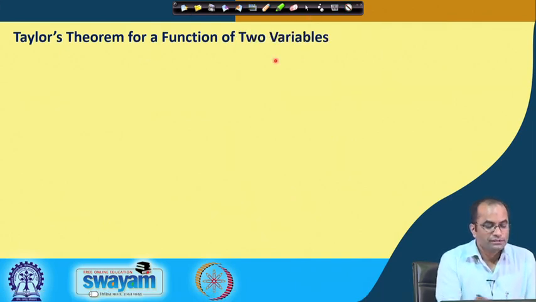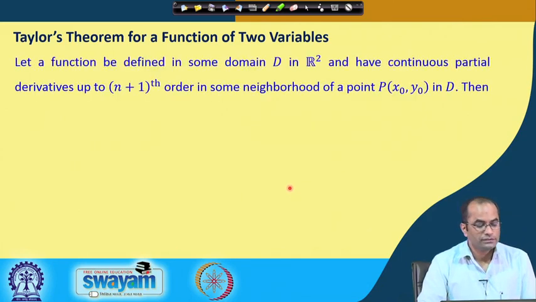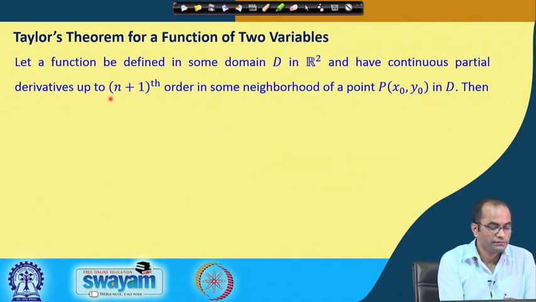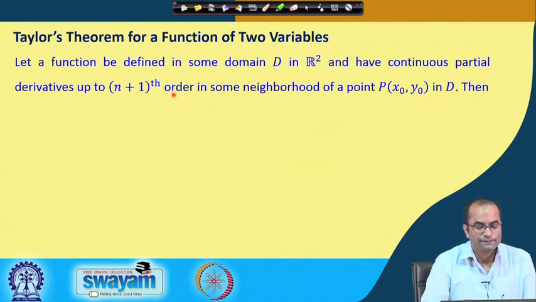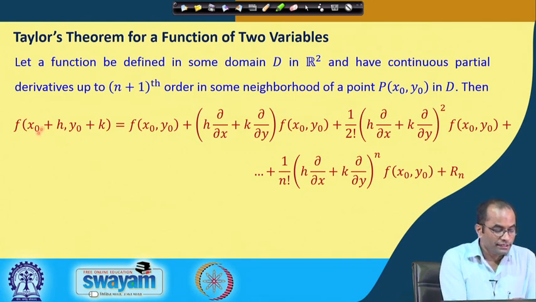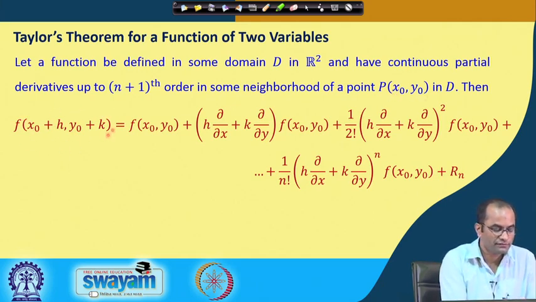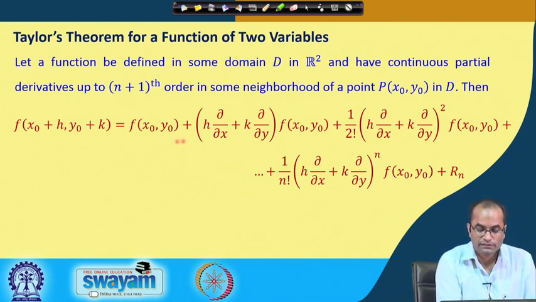So, now the Taylor's theorem for a function of two variables. We have again that the function is defined in some domain D, and we have continuous partial derivatives up to n plus 1th order in some neighborhood of a point x 0, y 0 in the domain. Then we can express this f of x 0 plus h, y 0 plus k. So, again this is a point in the neighborhood of this x 0, y 0, and we can get this function value at some other point in the neighborhood by this expression here.